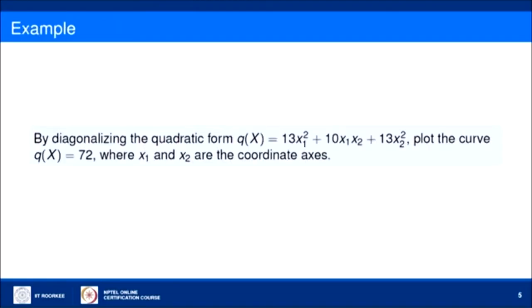Now, let us take an application of this theorem. By diagonalizing the quadratic form Q x equals 13 x 1 square plus 10 x 1 x 2 plus 13 x 2 square, plot the curve Q x equals 72, where x 1 and x 2 are the coordinate axes. So, what curve do we need to plot?